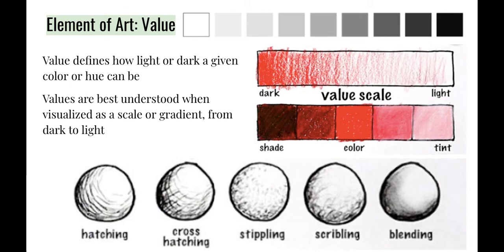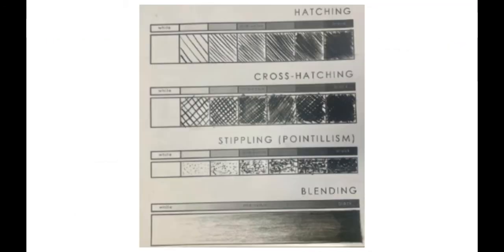You can see here there are different value scales. There are also different ways to add value. We have something called hatching, cross hatching, stippling, scribbling, and blending. Essentially, when you are hatching, cross hatching, stippling, or scribbling, you are using either lines or dots or scribbles to create darker areas by going over and over again. The lighter areas, you're just going to make sure that you do very lightly and you're not doing as many lines, dots, or scribbles. You can see how we have different types of value techniques here.